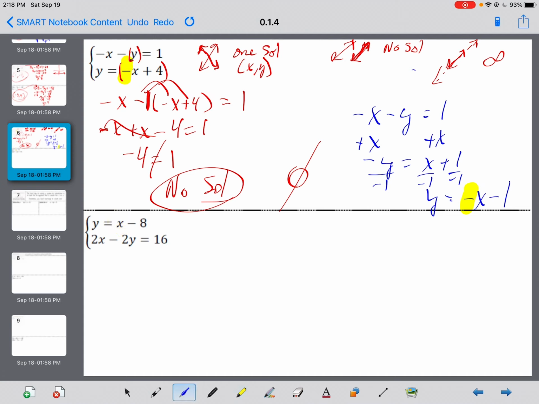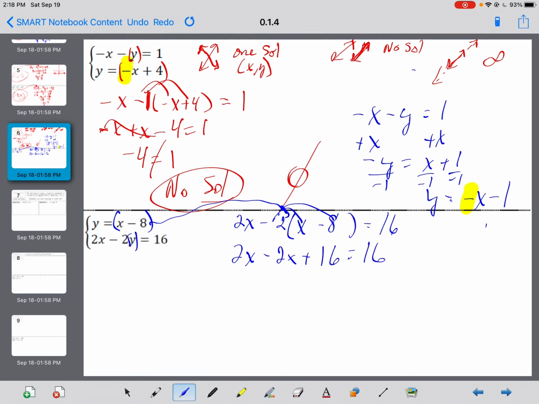We need a pen. We've got what y is. Y is right here, so 2x minus 2 times something equals 16. And we're just going to plug this whole thing right in there, x minus 8. -2 times x, -2x, -2 times -8 is positive 16. 2x minus 2x goes to 0. 16 equals 16. It does, but there's no variable left. We just get a true statement. And so when the variable eliminates and we get a true statement, that's infinity.